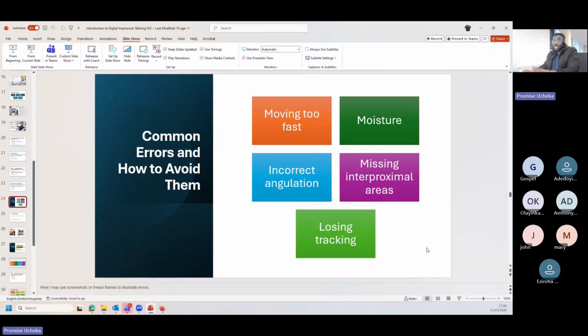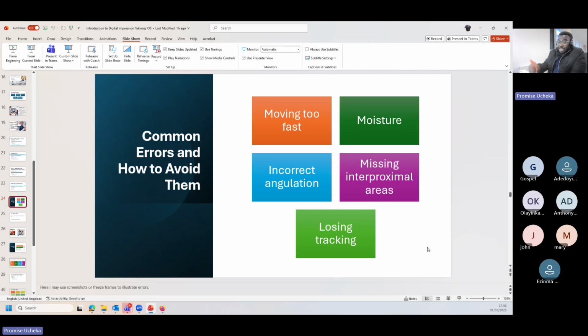Incorrect angulation, you can see from that video how it is teaching you where and how you need to angulate your scanner in order to get the appropriate image of the anatomy that you are looking for. So once you have incorrect angulation of that intraoral scanner, then you will begin to miss important details of the oral cavity that you're looking for.